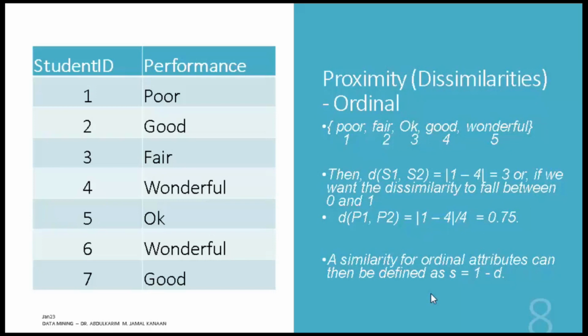Now we come here. What is the distance between the performance of student 1 and student 2? Student 1 has got the value poor. According to the mapping I have provided, poor equals 1, so I put 1. How about student 2? Student 2's performance is good. According to the scale I have provided, good means 4. So 1 minus 4 equals 3. If you'd like to stop here, you also can. But if you want the value to fall between 0 and 1, then it's not over yet.